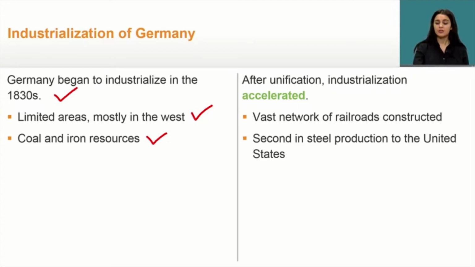Next, after unification, industrialization accelerated. Following unification in 1871, industrialization took off. Germany's steel production began to grow rapidly. It included a vast network of railroads, which were constructed. By 1900, Germany's steel production exceeded that of Britain and ranked second to the U.S. Like the U.S., it was becoming an industrial giant. Other countries would also industrialize.